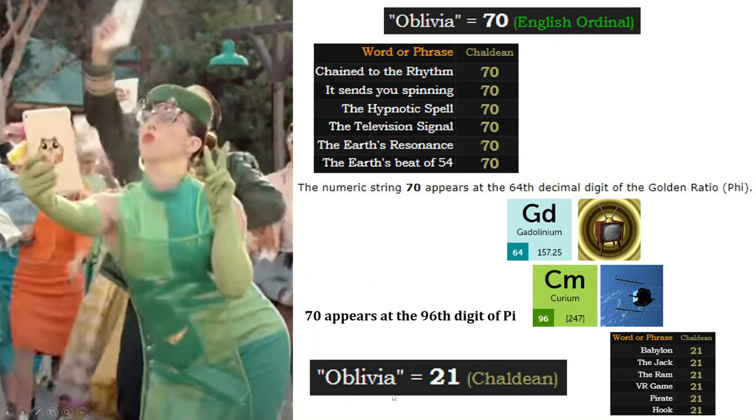Oblivia is 21 in Chaldean, matching Babylon, the Jack, the Ram, VR Game, Pirate, and Hook. It also matches Saturn. Those words are very interesting. Hook. We are being hooked to this dimension. Hook and the Jack is the same thing. And Babylon seems to be this Earth system.